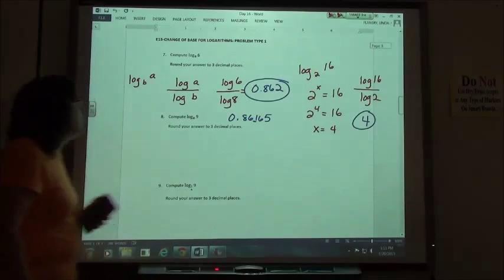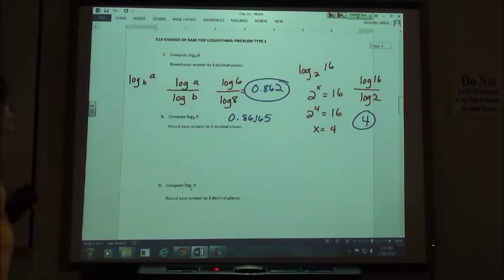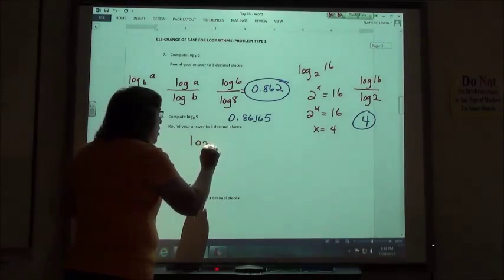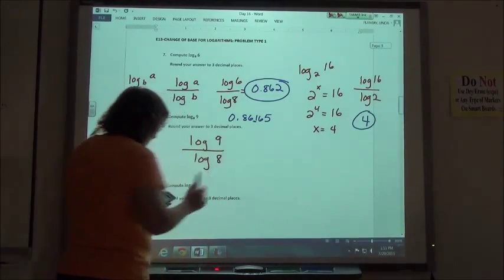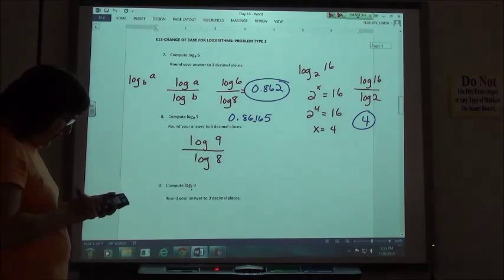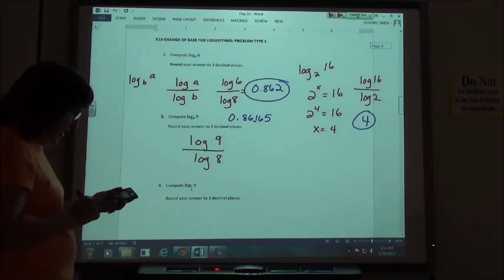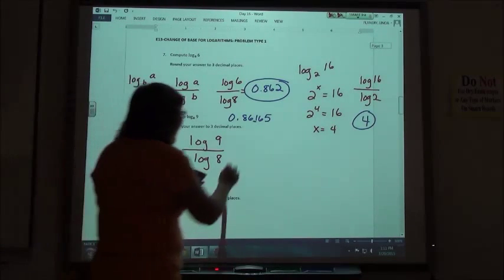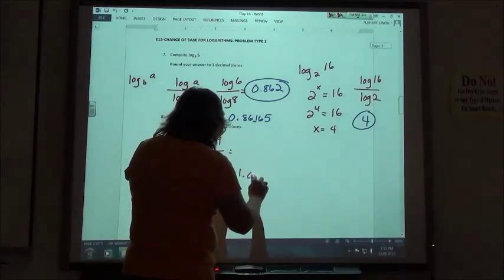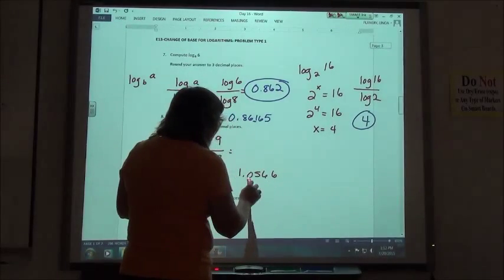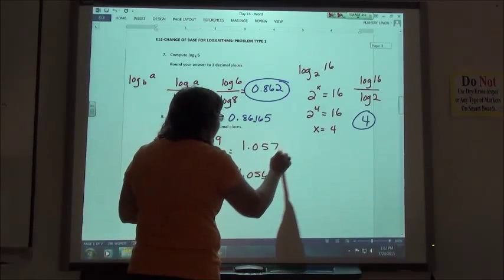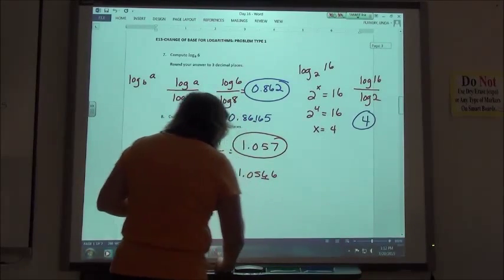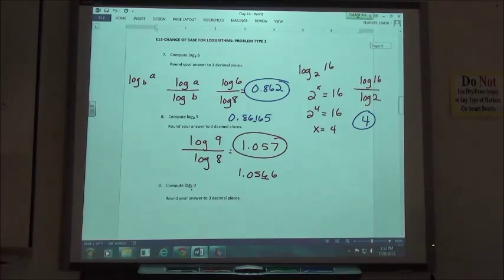So if I'm going to compute the log base 8 of 9, I'm going to take the log of the 9 divided by the log of the 8. So log of 9 divided by log of 8. I get 1.0566, so 3 decimal places means I'm going to use 1.057. Again, I've got to round that one up.